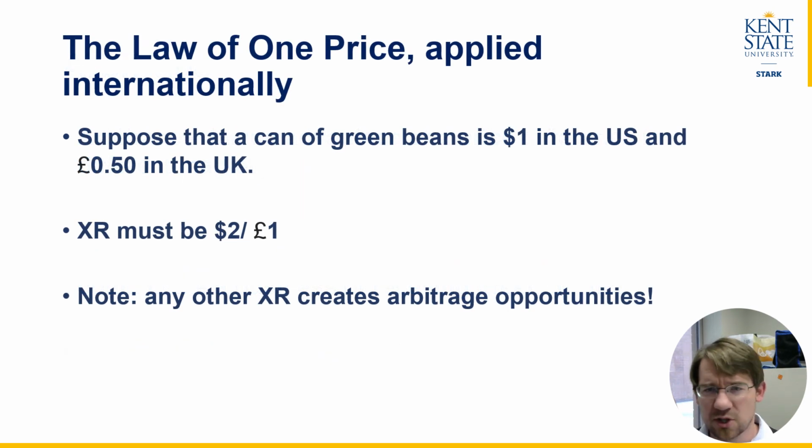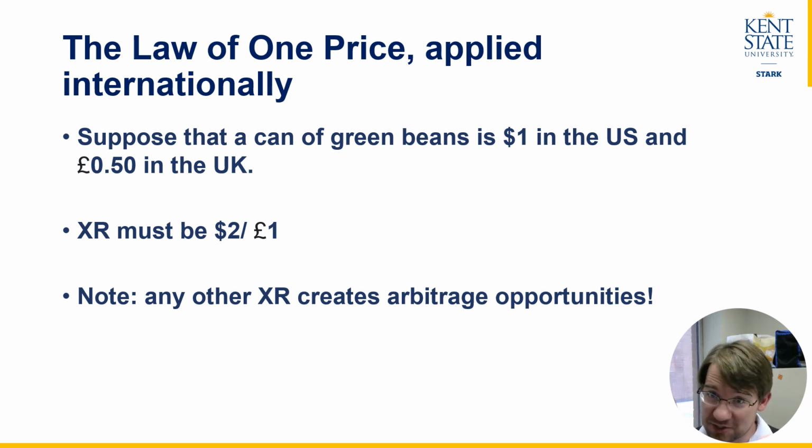Right, so this is really just the law of one price, as we call it. That is, for a single good, you will see a single price, or more or less one price, applied across markets. And that's also true even if we're looking at different currency zones. Suppose that a can of green beans is $1 in the US, but 50 pence in the UK. Well, in that case, the only way for it to make sense for us not to just throw a bunch of cans of green beans onto ships and ship them across the Atlantic is for us to have an exchange rate between the two that is consistent with that $1 being equivalent to 50 pence.